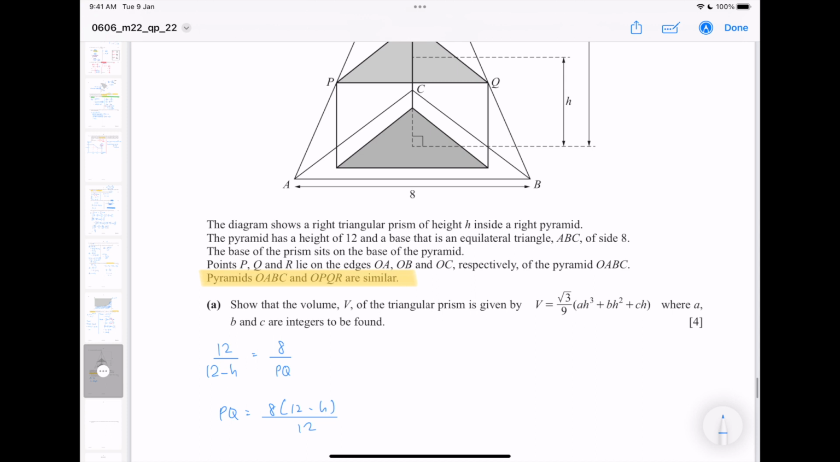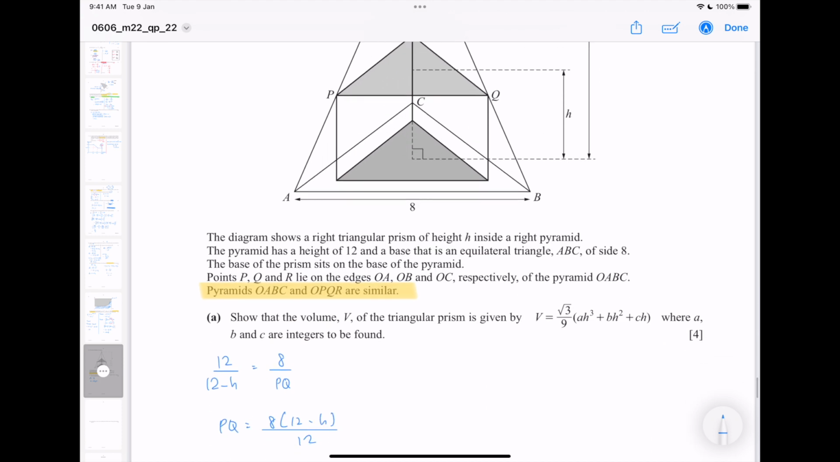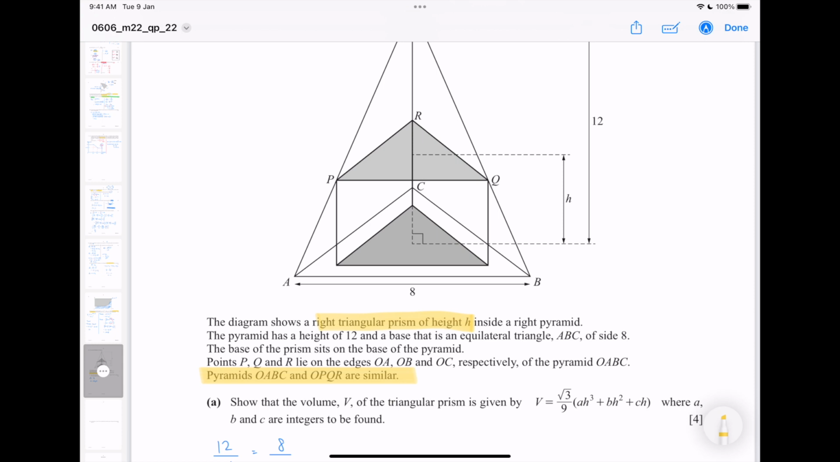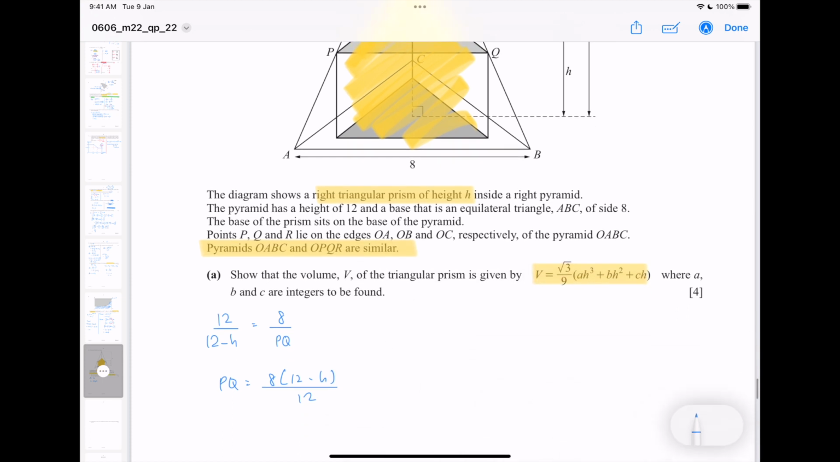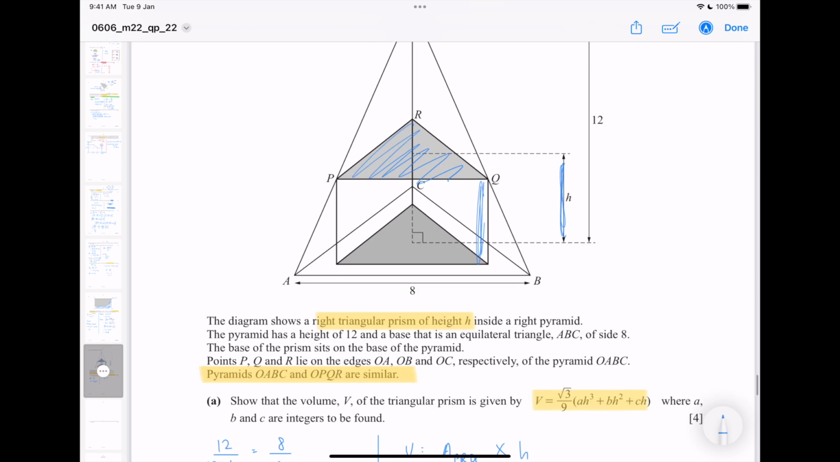Show that the volume of the triangular prism of height h is that. The triangular prism has height h, so this thing is the triangular prism. Let's find the volume. The volume of that prism is just cross-sectional area times height. Height is just h, so our job is to get the area of PRQ, the cross-sectional area.